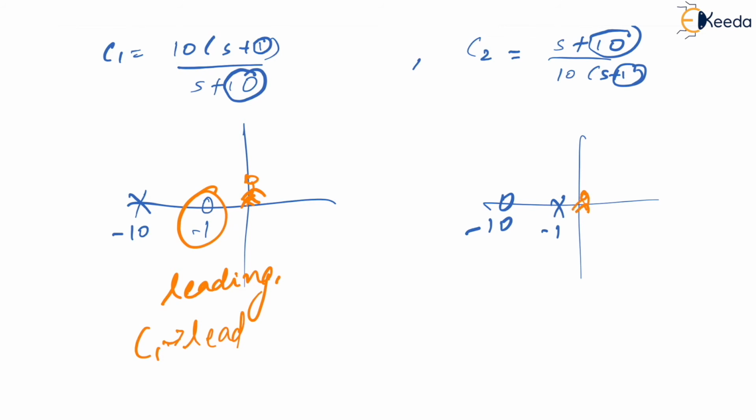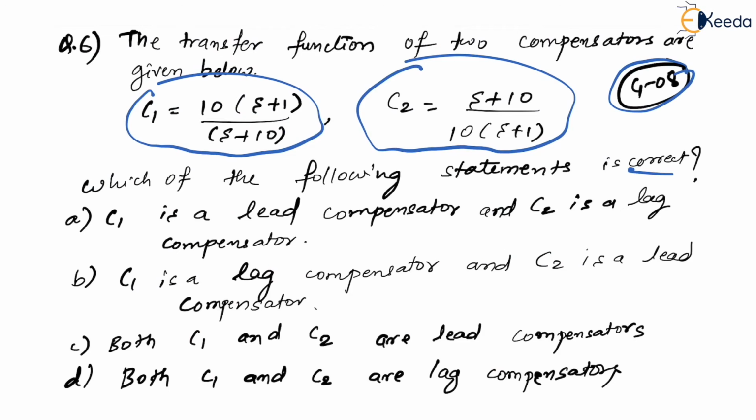Next, if I am standing here at the origin, what do I see first? I see a pole first, which means definitely this is the lag compensator. So C2 is a lag compensator. What is the answer? C1 is lead and C2 is lag. So definitely this is option A. Done. Very simple problem.